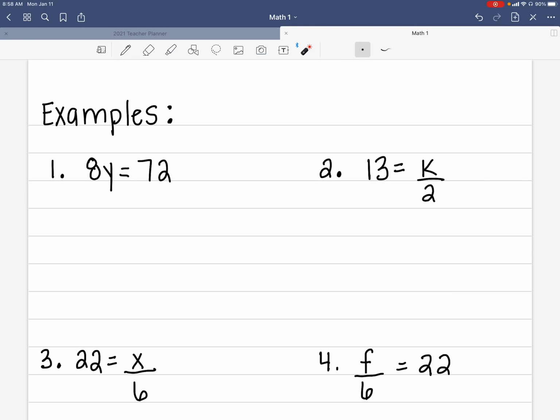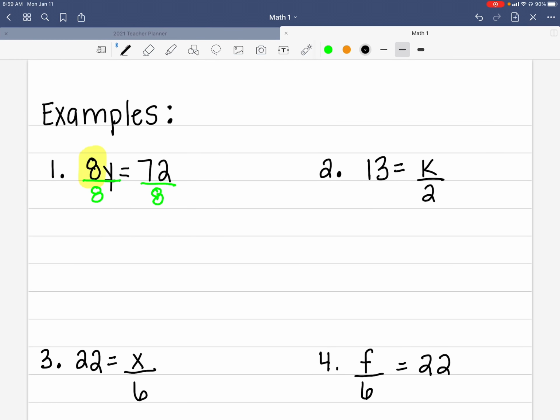All right, so for these examples, we're going to be looking at multiplication and division of these one steps. So I'm still going to be solving for y in my first problem, but this time I'm going to be multiplying by 8. How do I know I'm multiplying? Is because my 8 and my y are side by side. So if the inverse of multiplication is going to be division, we are going to divide by 8 on both sides.